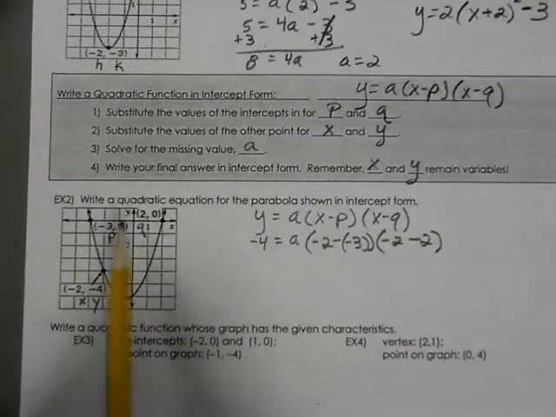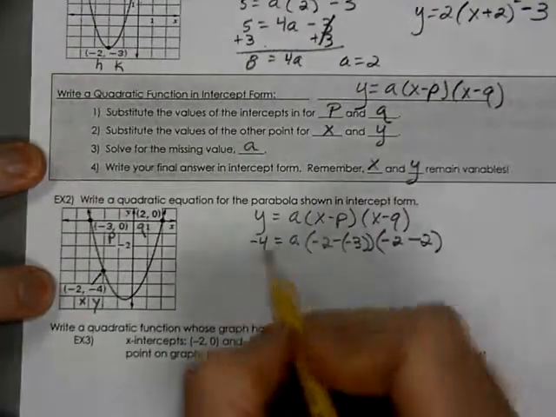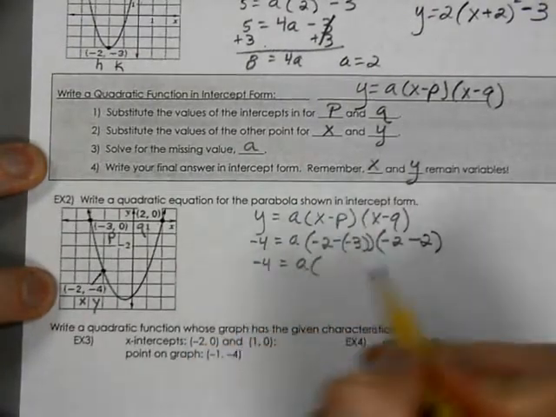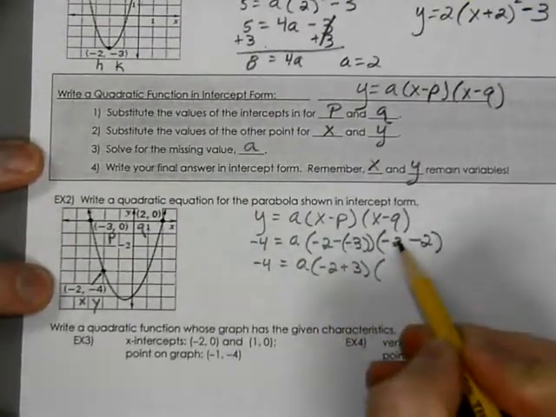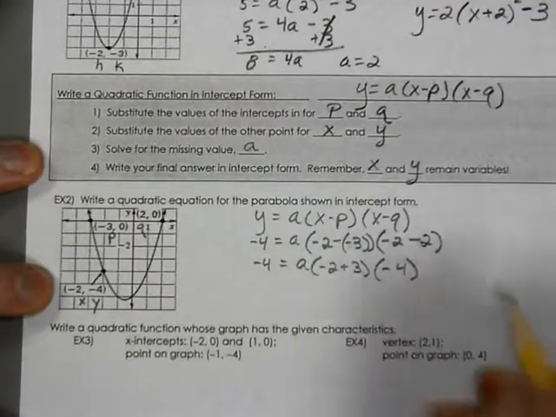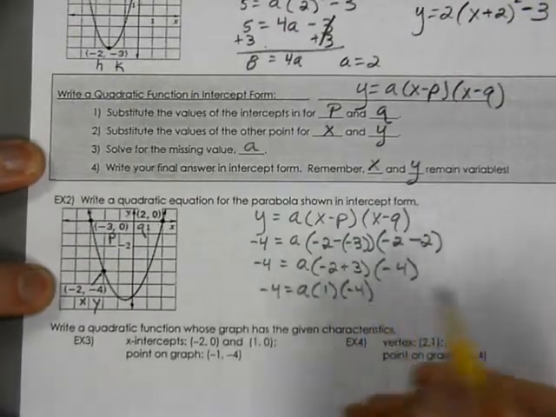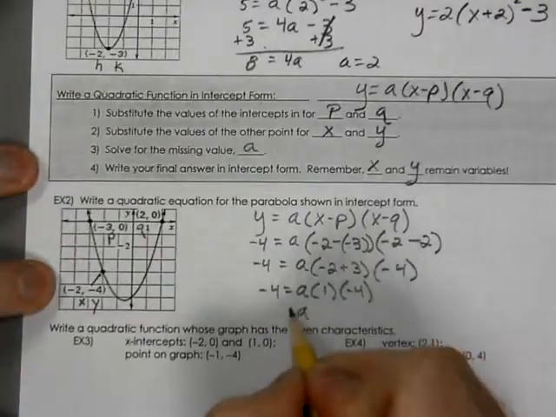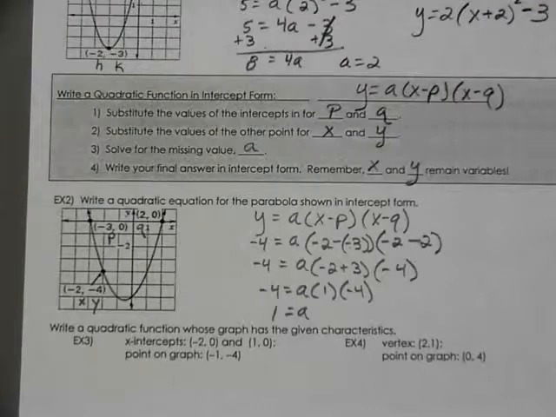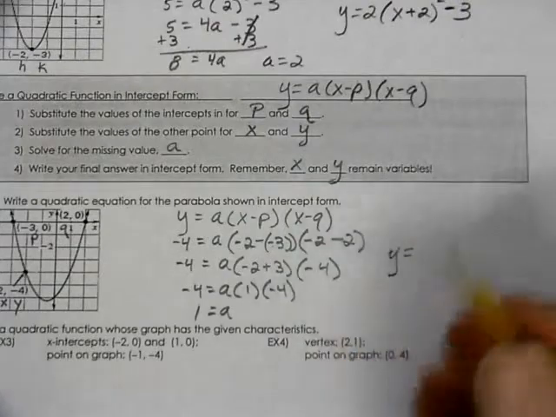Now it wouldn't matter which one of these you call P and which one of these you call Q, but because they are the intercepts, they have to be P or Q. -2, +3. -2 minus 2 more gives us a -4. -4 times 1, and then we divide, so A is going to equal 1. So our equation is going to be Y equals 1 for your A.